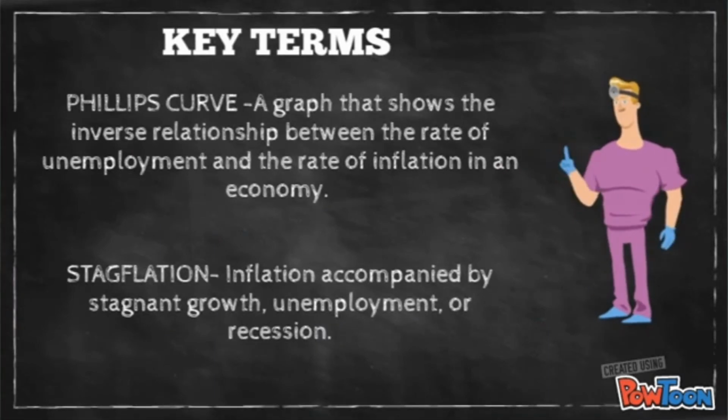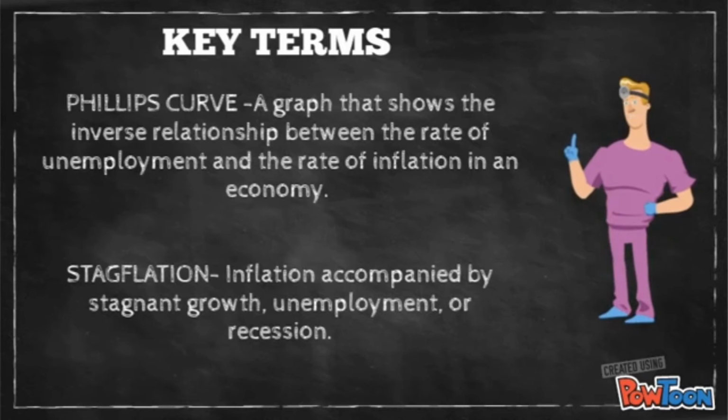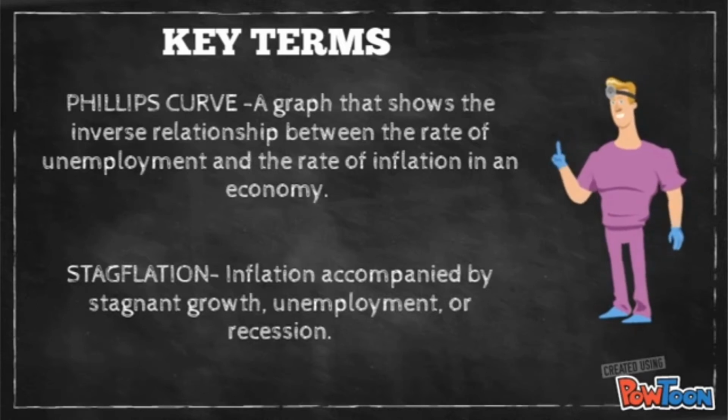Key terms: Phillips curve, a graph that shows the inverse relationship between a rate of unemployment and the rate of inflation in an economy. Stagflation, inflation accompanied by stagnant growth, unemployment, or recession.